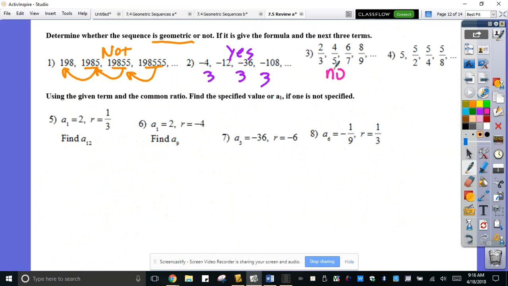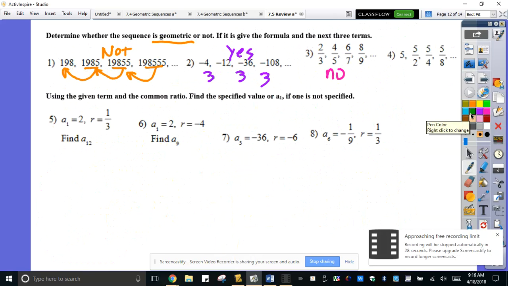Okay. Now use the given terms and the common ratio. Find the specific one. Okay. We'll continue this one on the next video.